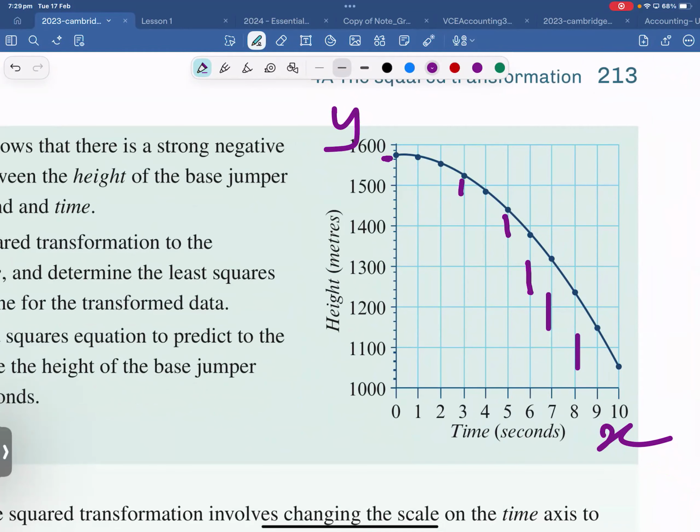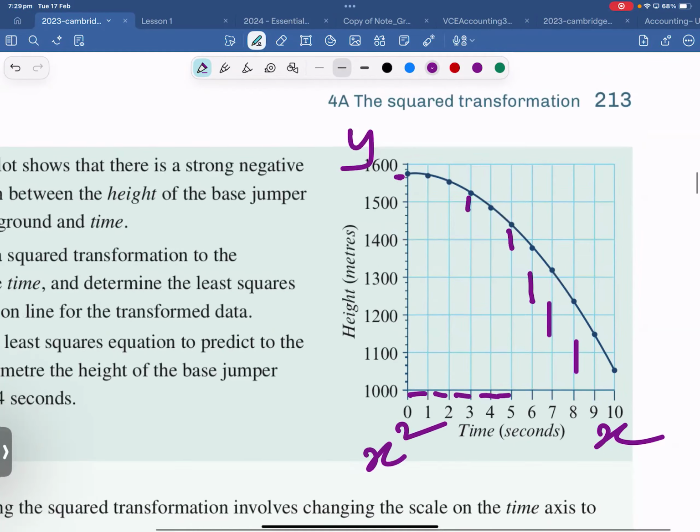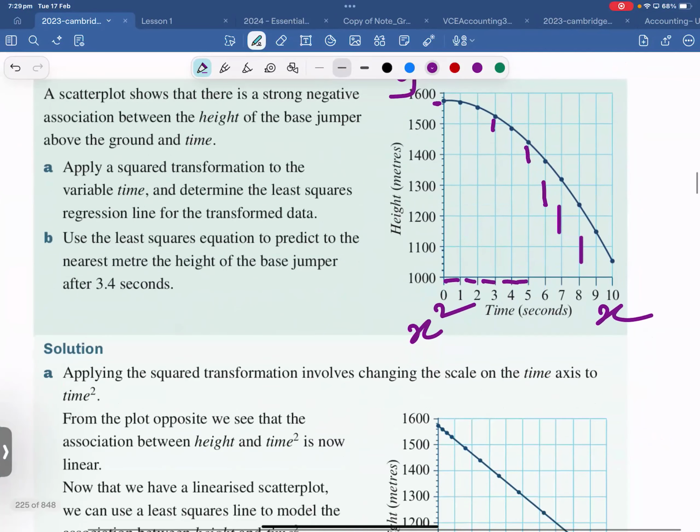What transformation would we use here? X squared. Why? Because the change in x is quite consistent, but the y change is increasing. So to match the increase in the y, we have to stretch out the x. So then we would use the x squared.